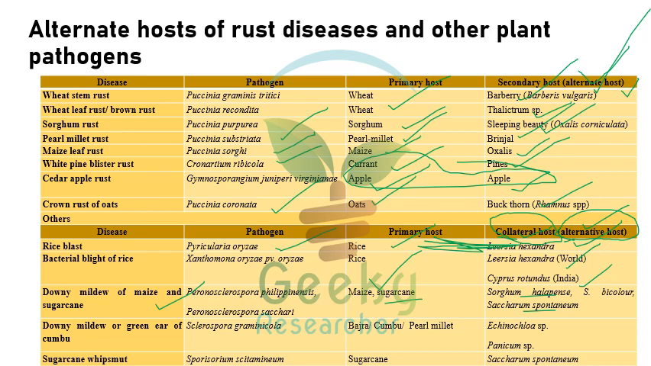Downy mildew or green ear of bajra, caused by Sclerospora graminicola: the primary host is bajra, kambu or pearl millet. The secondary host, that is alternative host, is Echinochloa and Panicum species. Coming to the last one, sugarcane whip smut, caused by Sporisorium scitamineum. Before it was called Ustilago scitaminea, now it is called Sporisorium scitamineum. The primary host is sugarcane, and the alternative host is Saccharum spontaneum.